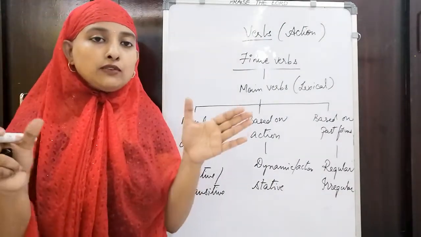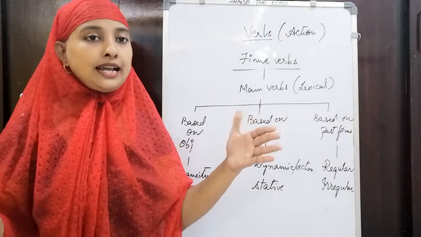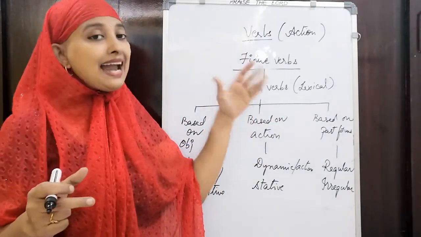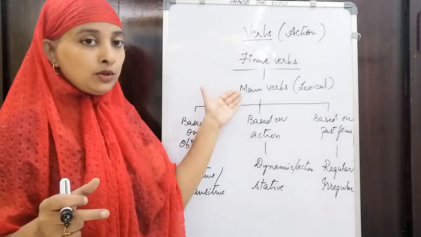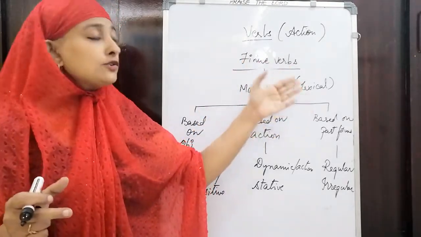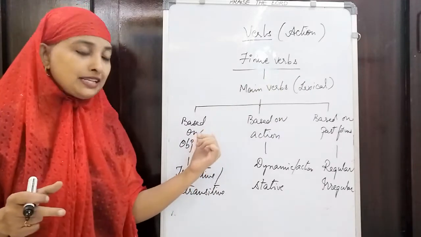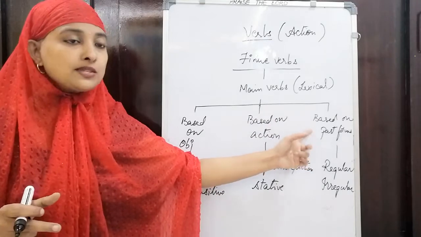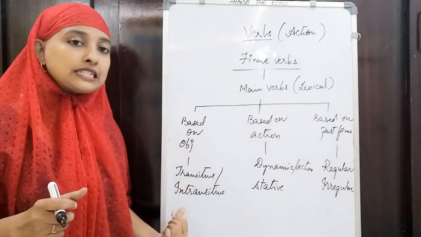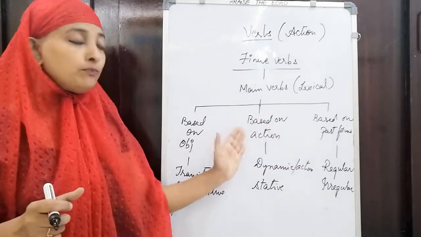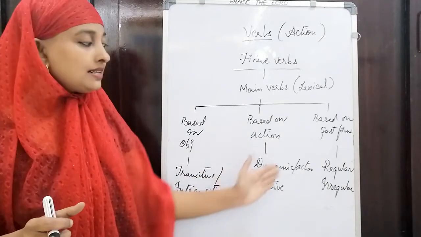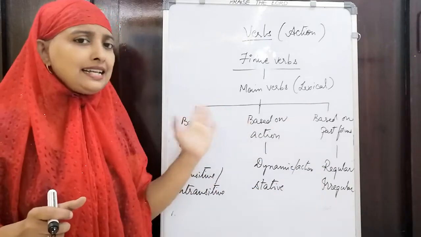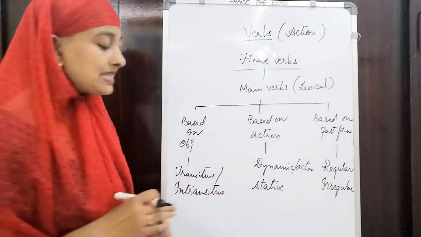So first of all, verbs are classified as finite and non-finite. Under finite, they are classified as main verbs and helping verbs. Now we are seeing main verbs, which are called lexical verbs. Main verbs are further classified based on object, action or past forms. Based on object, they are transitive and intransitive. Based on action, they are dynamic or static. And based on past form, they can be regular or irregular. Each type we will see in detail.